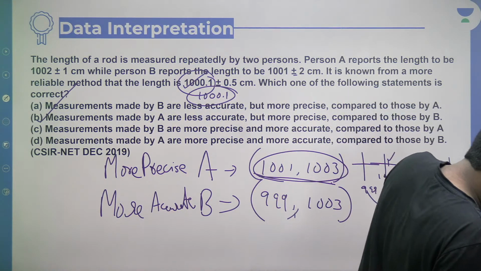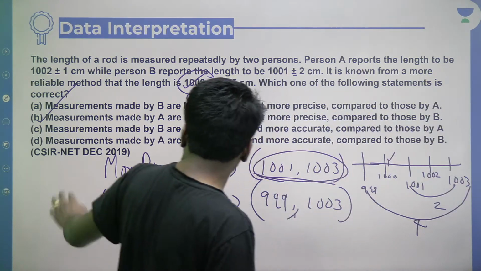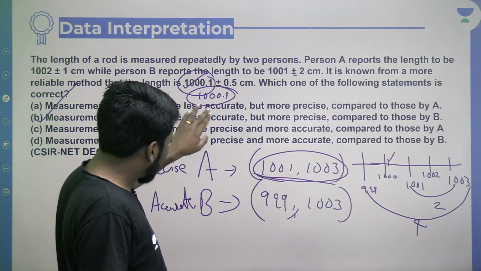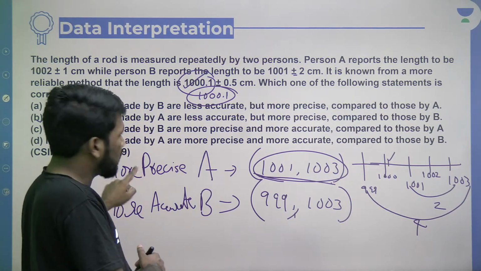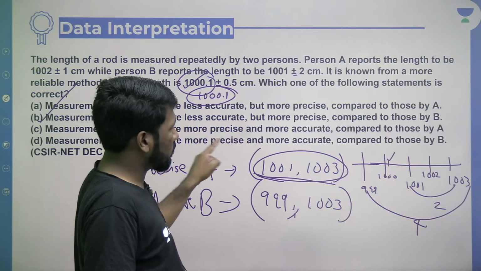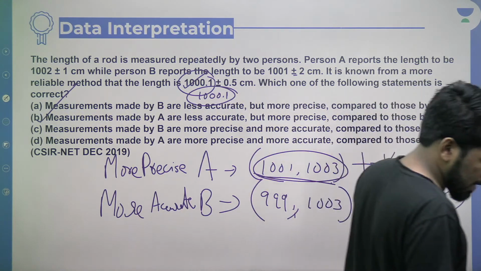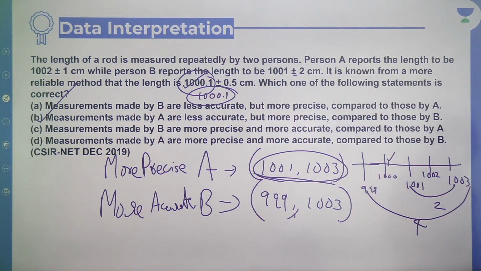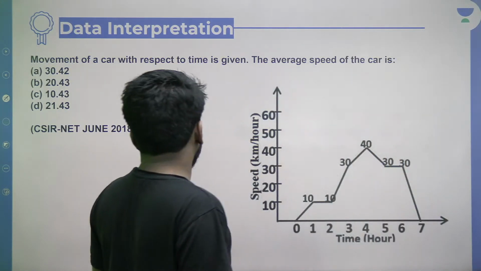Shreya, option B is the correct answer. Is that clear? Option B is the correct answer because it says A is less accurate but more precise. Both are written in option B. That is why option B is the answer. Clear? I hope it is clear to all of you. If so, let's go to the next question.